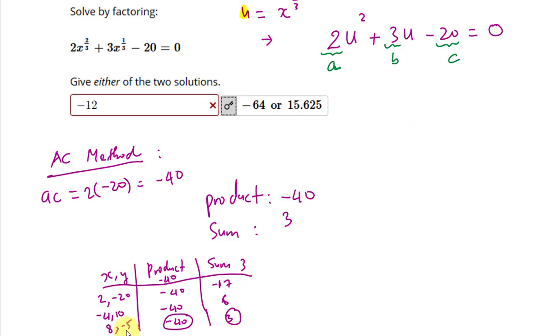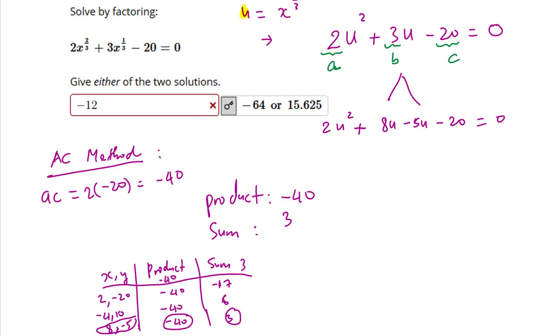After we get 8 and minus 5, we rewrite the middle term. We rewrite 3u as the sum of these two numbers, so 8u minus 5u. 8u minus 5u gives me back 3u. I'm not changing anything. I'm just using these two numbers to rewrite my middle term as a sum. And then I still keep the other one, 2u squared minus 20 equals 0.